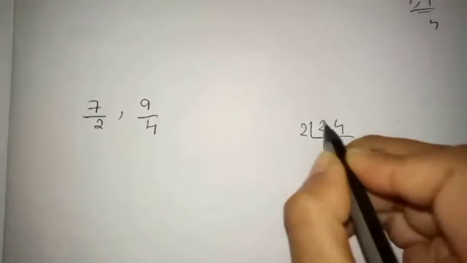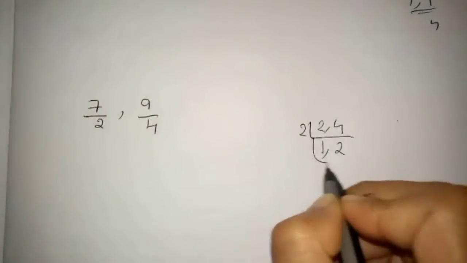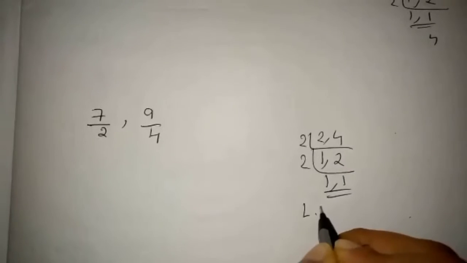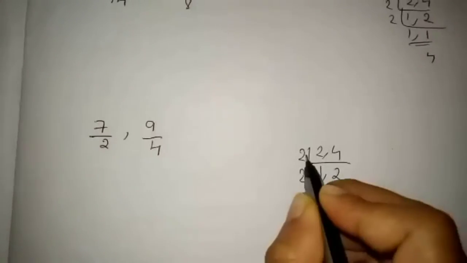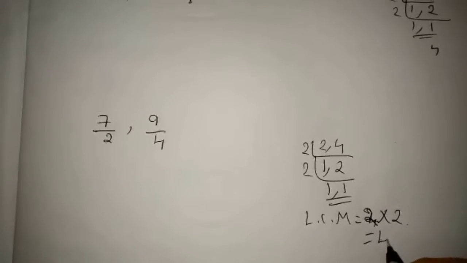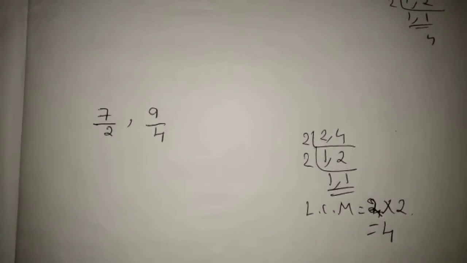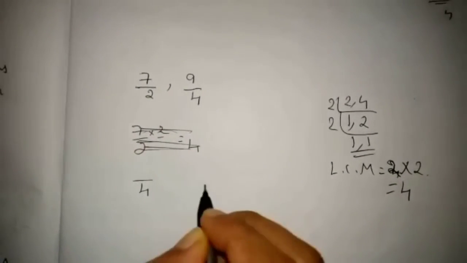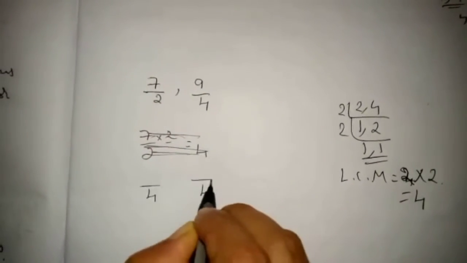So 2 1s are 2, 2 2s are 4. Again 2, so 2 1s. So what is the LCM? The LCM is 2 2s are 4. So 4 becomes the LCM. 4 is the LCM, right? So first you will write 4. For both of them you will write 4.